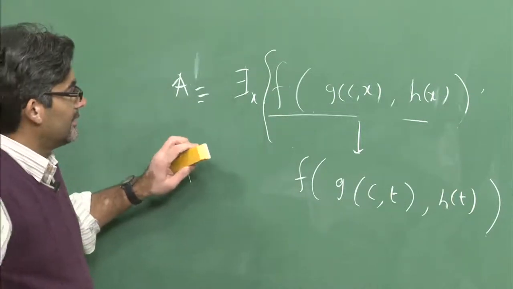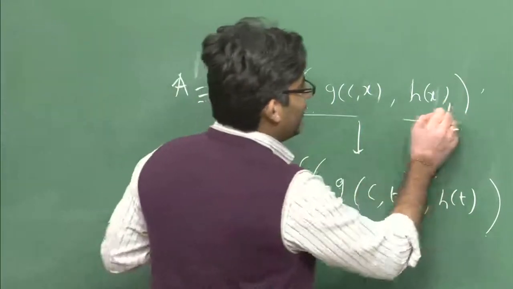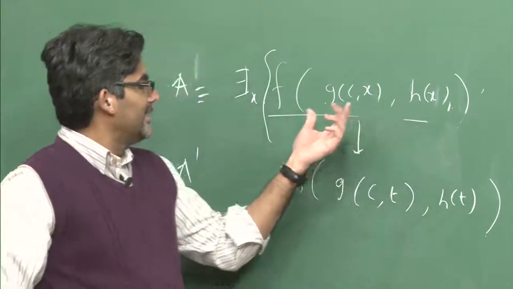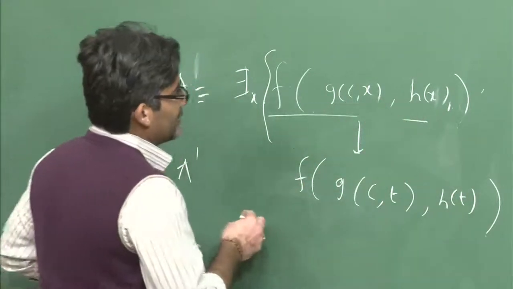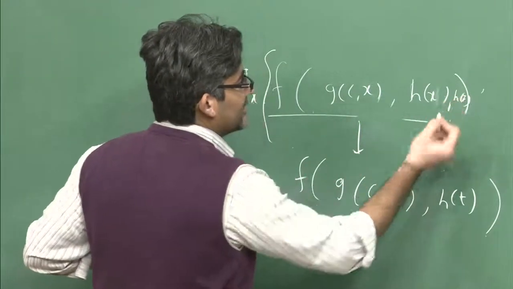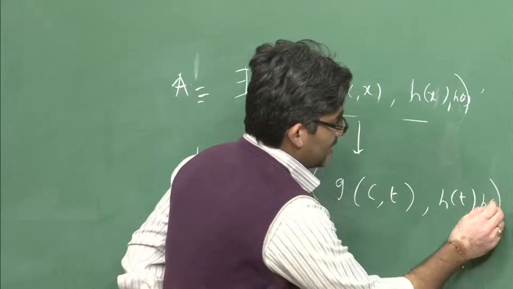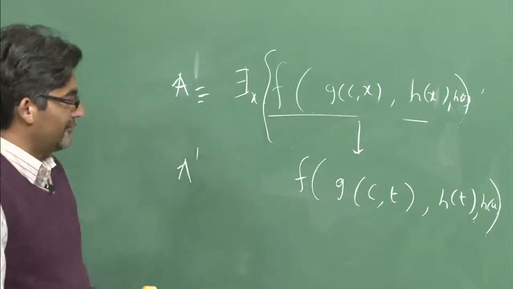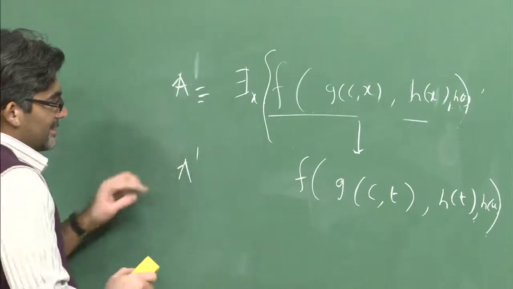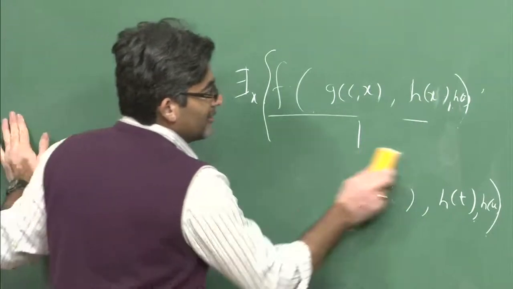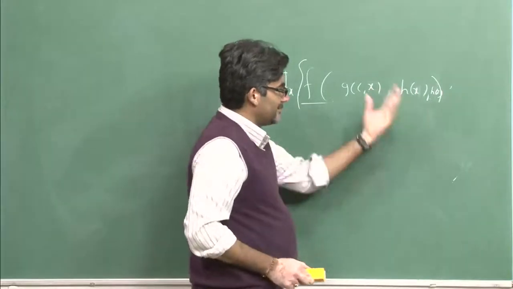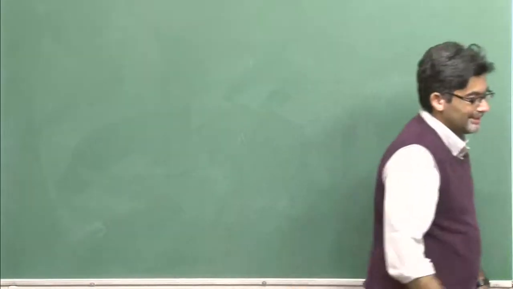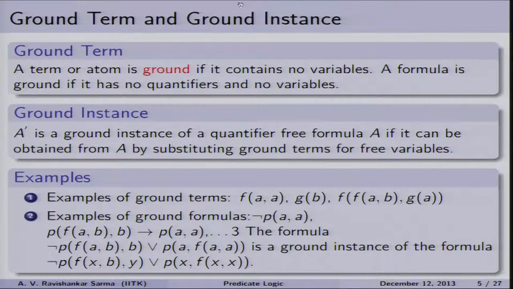Properly, it is not called a formula because here there is no variable, it has no free variables. So we can introduce another thing called h z or something like that. Now for z you can replace it with something like u. So this is one of the instances of this formula. In that sense, A prime is a ground instance of a formula A. What happened here is simply that the free variable x is replaced by some ground term. So when free variables in a formula are replaced by some ground term, it is called a ground instance.